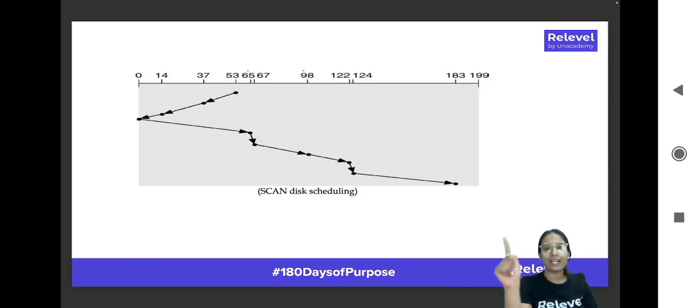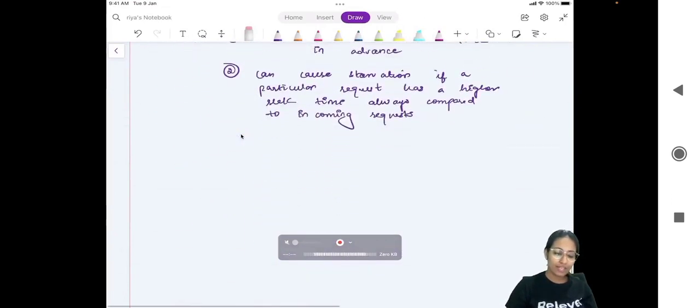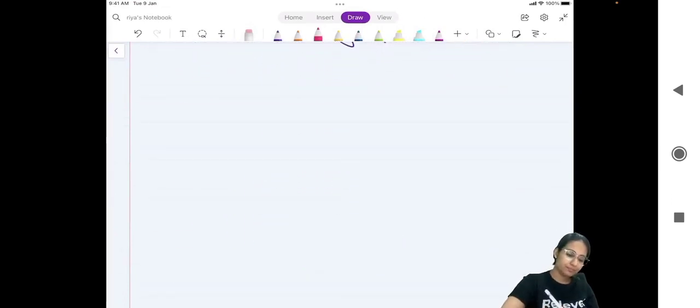It's more or less like scanning, like you're moving to the end, then you're coming back, and then you move back and change the direction. Okay, this was another example, but let's also take that same example again, so that we can compare the answers and the response time in all of these scenarios.